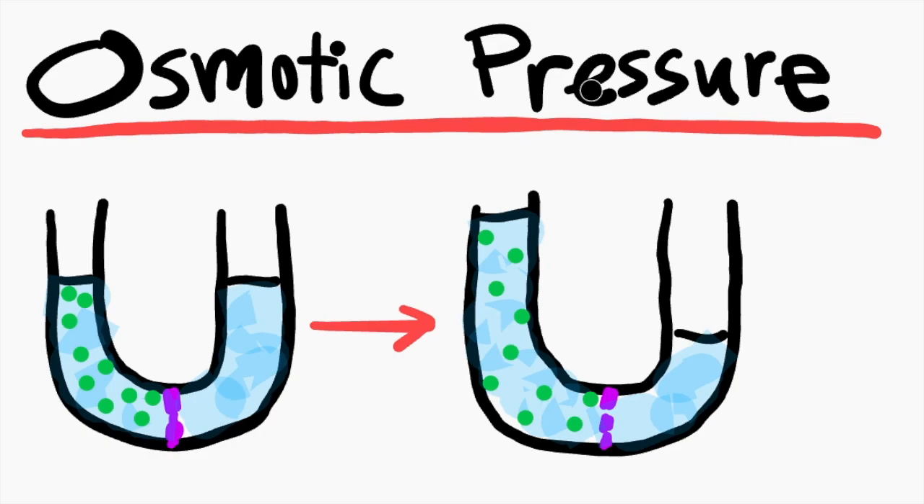Eventually, the added weight of the extra water to the left causes enough pressure to stop osmosis. It is the pressure needed to stop osmosis from occurring. It's the pressure needed to prevent the inward flow of water across the semi-permeable membrane.